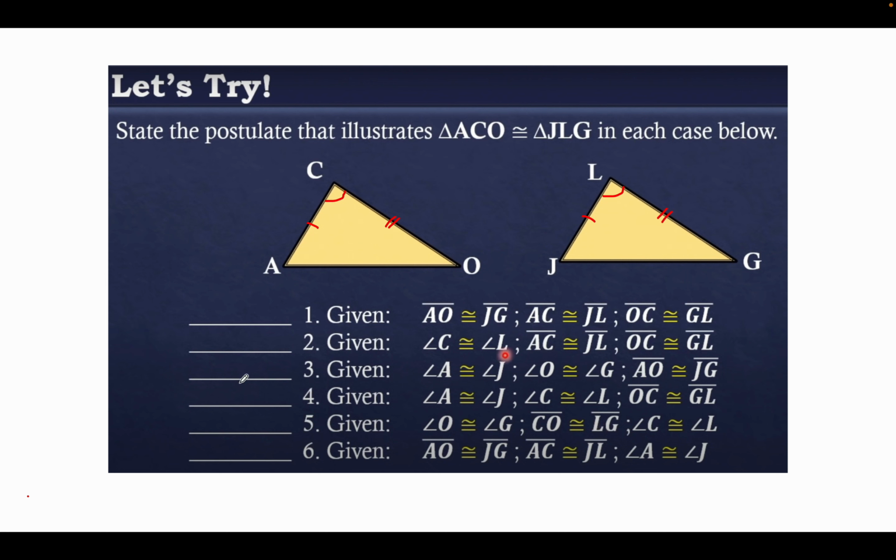Okay, number 3. Given angle A is congruent to angle J, then angle O here is congruent to angle G, and line segment AO is congruent to line segment JG. So what congruence postulate or theorem? Anyone? ASA congruence postulate po, sir. ASA congruence postulate. Okay? Two angles and included side.